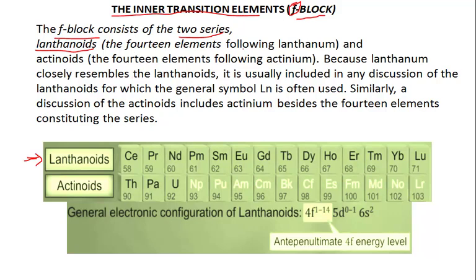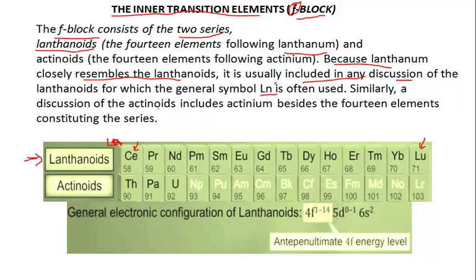There are 14 elements following lanthanum. Now this is very important, following lanthanum. Although the electron enters, the filling of the F subshell starts with cerium and ends at lutetium. So there are 14 elements which involve the gradual filling of the F subshell. It is followed after lanthanum. Because lanthanum closely resembles the lanthanoids, it is usually included whenever we discuss lanthanoids. Symbol is Ln.